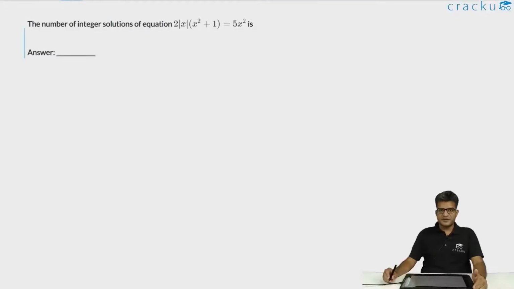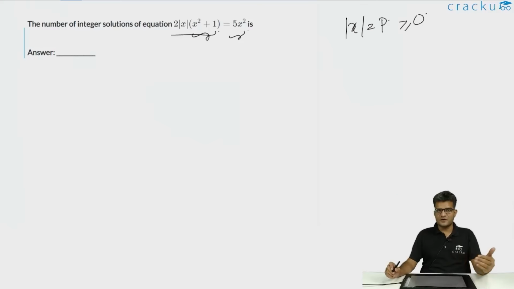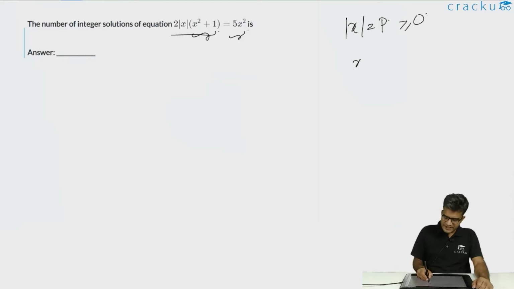In this question, we are asked to calculate the number of integer solutions for 2 times modulus of x into x square plus 1 is equal to 5x square. X square plus 1 is there on the left hand side, 5x square is there on the right hand side. So what we'll use is, we'll assume that modulus of x is equal to p. And p will be greater than or equal to 0 because modulus of x is always positive or at least non-negative. Now we know that x square is equal to modulus of x whole square is equal to p square.